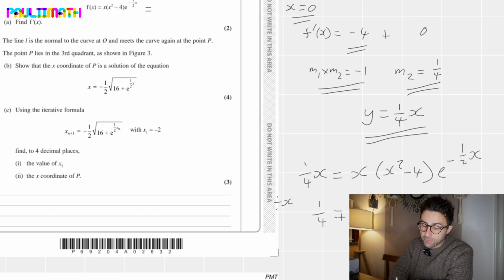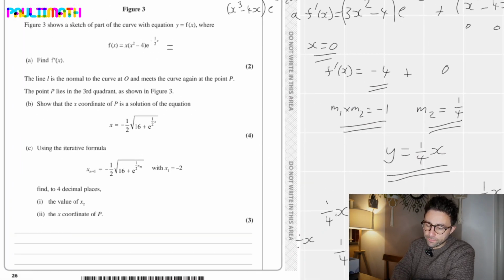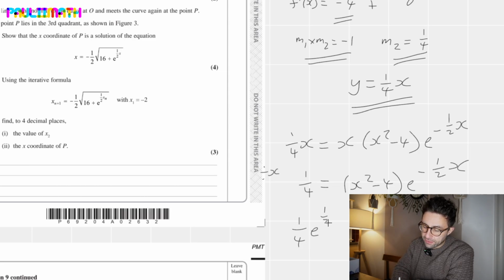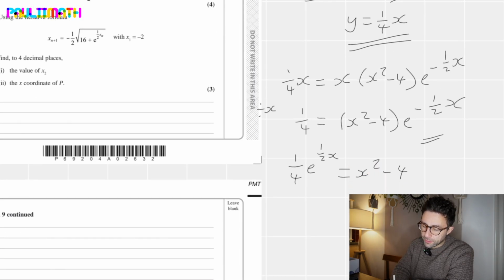And it's not the one that we're looking for. We're actually looking for p. So I'm just going to do that, but I'm going to feel pretty dirty while I'm doing it. Times now by e to the positive half x, which will cancel that out and you'll get it on the other side. A quarter e to the half x equals x squared minus 4.